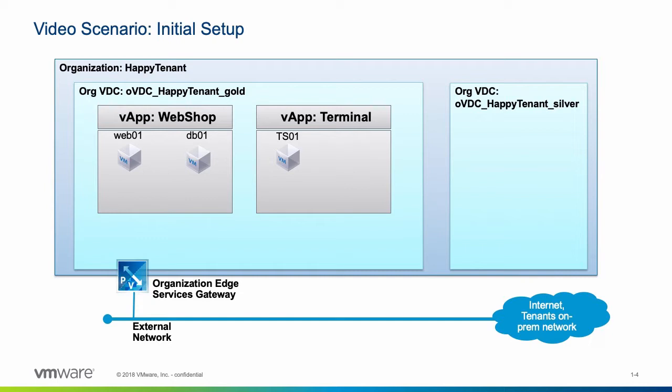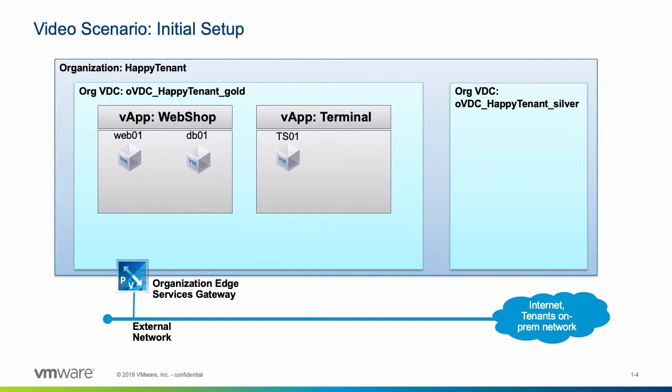This logical diagram demonstrates the current setup in our environment. In our scenario, the organization Happy Tenant has the org VDCs Gold and Silver. The service provider offers an external network that is connected to the internet or the tenant on-premises network. Besides the external network, the service provider has also deployed an Edge Services Gateway for the organization. This Edge Services Gateway can only be deployed by the service provider, but can be fully consumed by the tenant for services like load balancing, VPN, dynamic routing, etc.